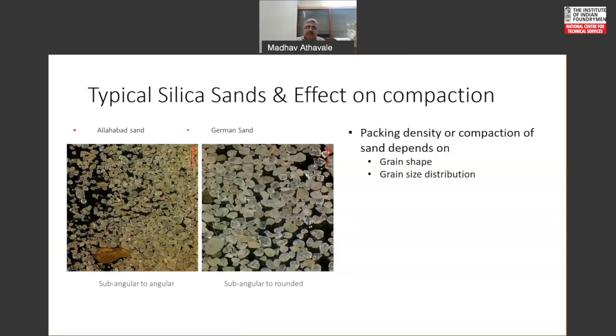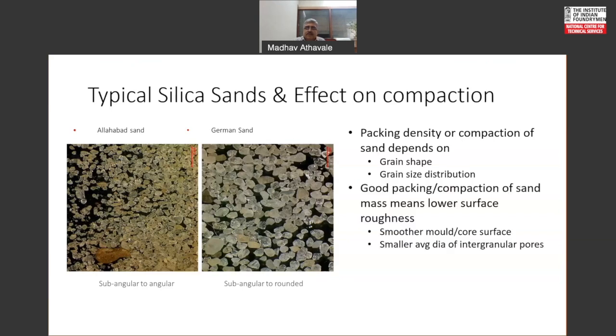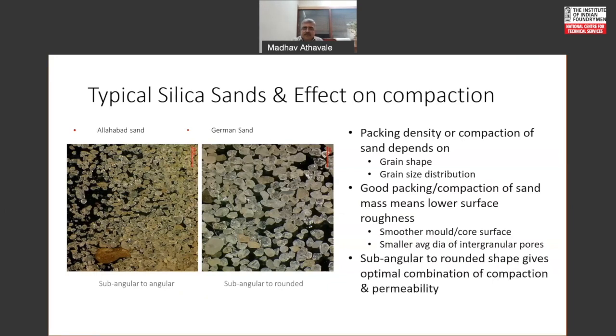So what is their effect on packing density? As we said, packing density depends on grain shape and grain size distribution. Good packing or good compaction of sand mass means lower surface roughness, so a smoother mold or core surface. And it also means that the pores which are present on a compacted, uncoated mold surface, the average diameter of the intergranular pores, will be smaller. Subangular to rounded shape gives the optimal combination of compaction and permeability.